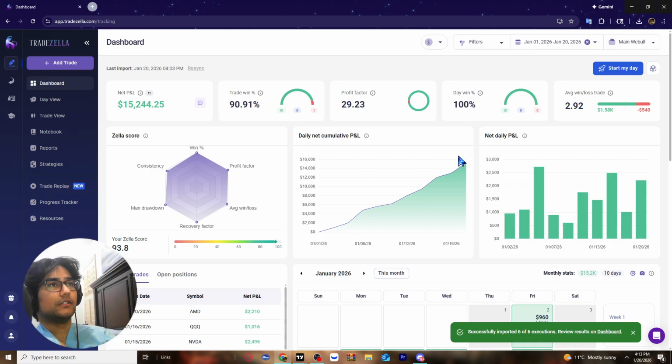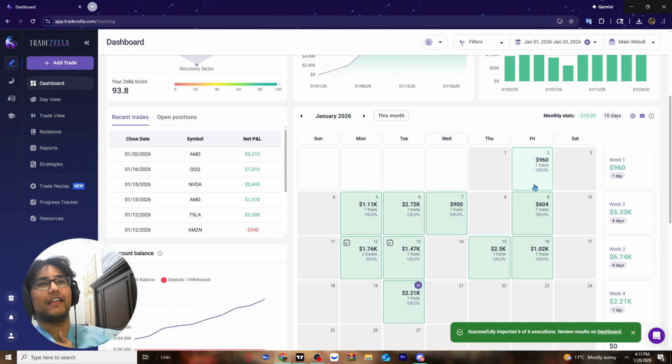And look at this, a 29.23 profit factor. Insane. Of course, it's not as impressive because the size isn't that big. It would've been more impressive if it was like $100,000 and all these were way bigger. This is not my biggest month, this is actually one of my smaller months. This is my best consistency.